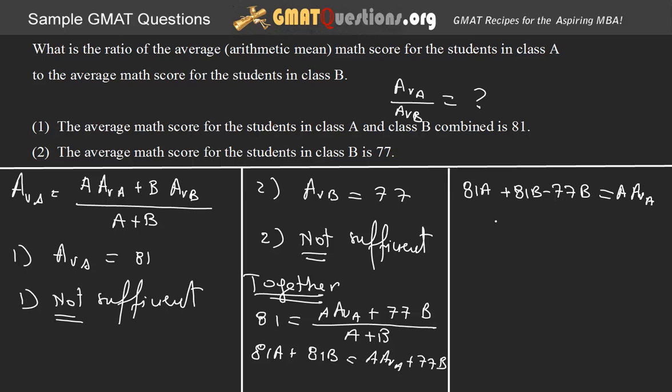So even together, we don't have enough information to answer the question. So in data sufficiency terms, E is the correct answer.